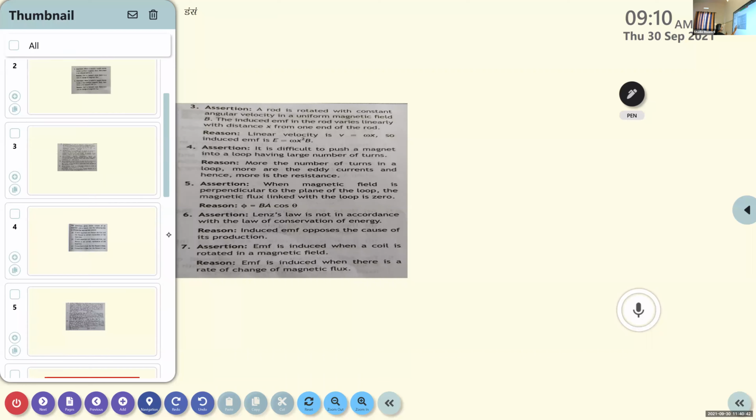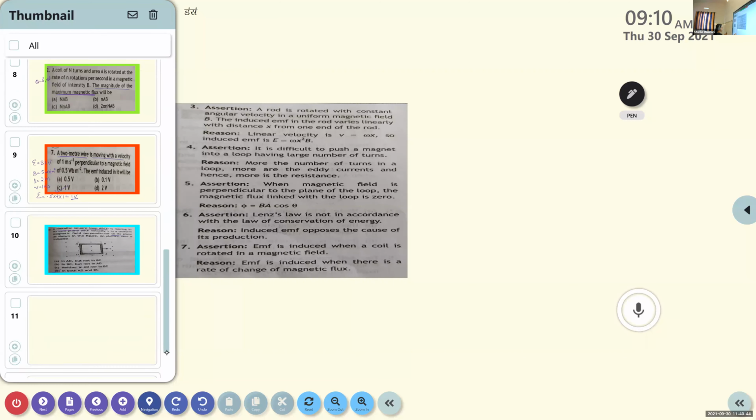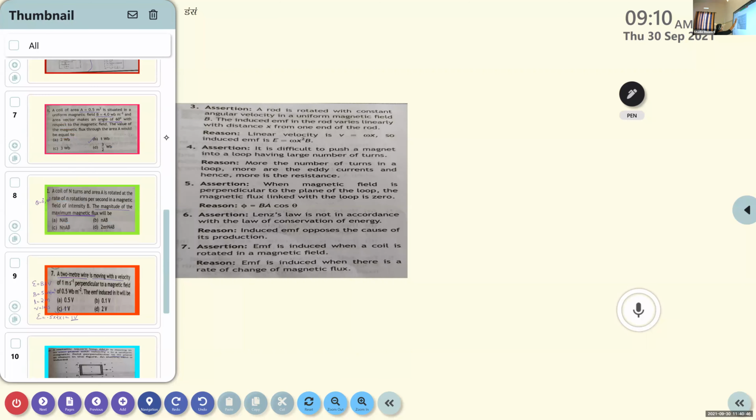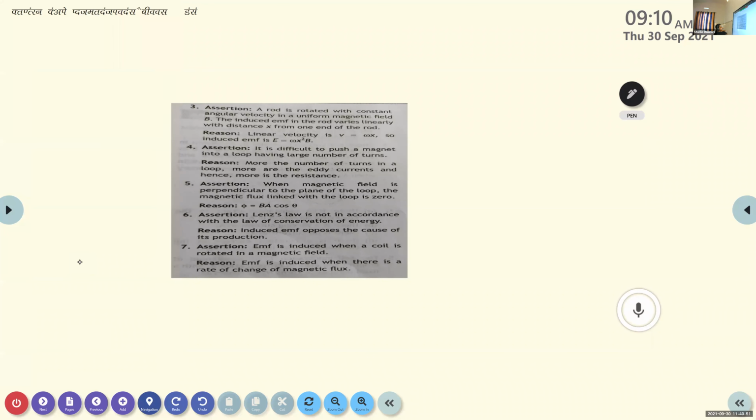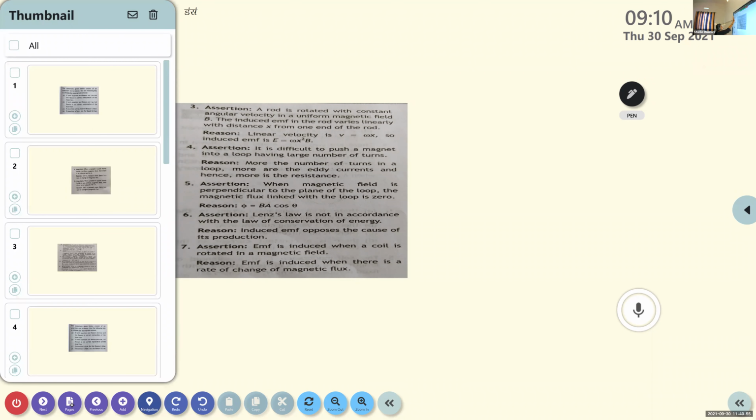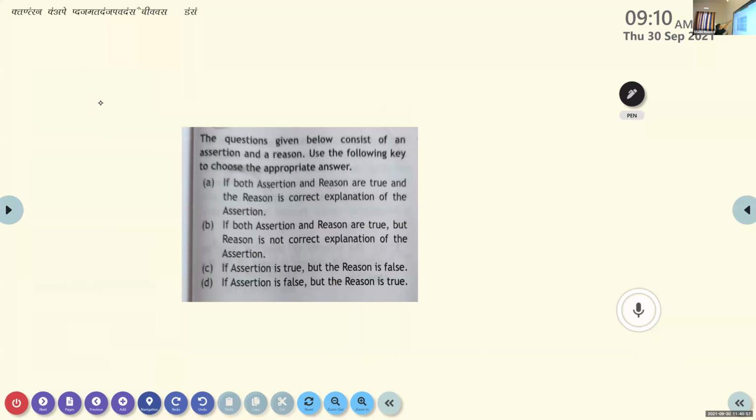One minute. We have some more numericals. After that, we can move to this assertion and reasoning session. Assertion and reasoning of this chapter is more simpler than that of the alternating current, I think so.